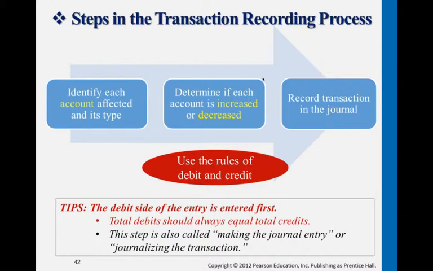In the middle part, when we identify whether the accounts are being increased or decreased, remember the problem that we had last week in one of the assignment problems, the plus side of increase or decrease in certain accounts. Now we add in the debit credit rule before we get into journal entries.